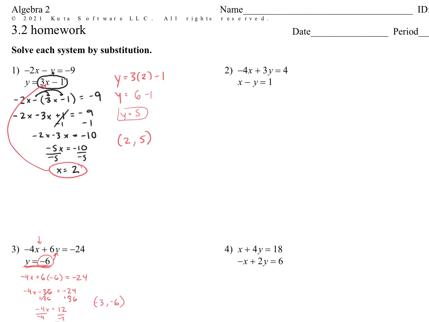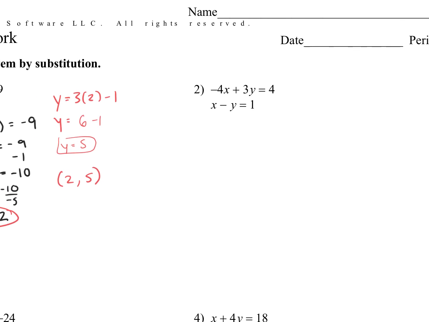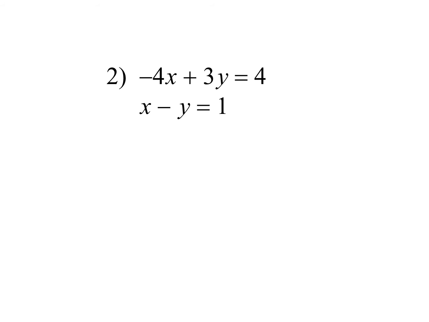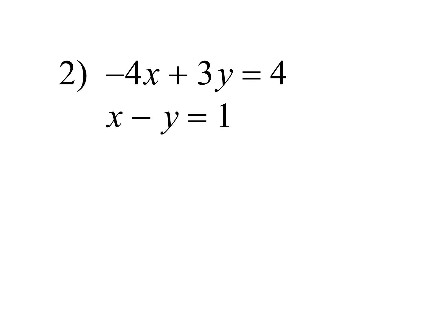So we're going to do the even ones together now. So for these, we have to solve by substitution. So remember, we want to isolate one of our variables first. So which variable should I get all by itself? Number 2. Plus y. So I want to add y to both sides. So x is equal to 1 plus y.